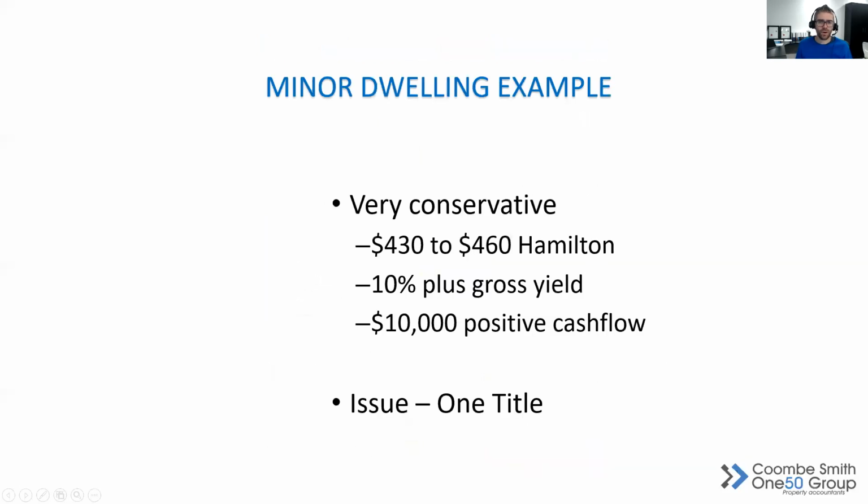So the idea with a minor dwelling is basically get good cash flow. I put 350 a week in there. In Hamilton, when we talked to QRM, Quality Rental Management, who is one of the property management firms in Hamilton, they said you generally get 430 to 460 for Hamilton. So that would be a 10% gross yield or 10,000 positive cash flow based on a 3% interest rate, which is obviously quite high. The big issue about minor dwellings is you've got one title.